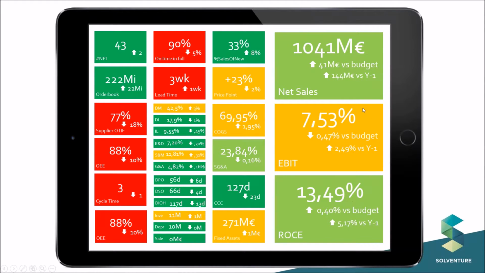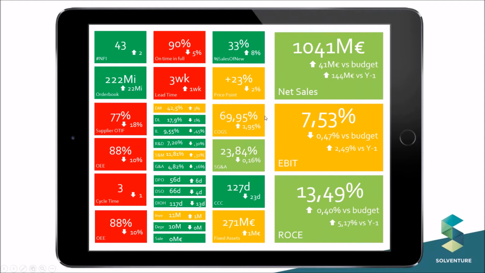This is an example of a dashboard we compiled for a customer. So what you see here is on the right hand side, you see the combined metrics, top line, bottom line, and return metrics. Here you see some of the service, you see the metrics on the three sides of the triangle, service related, cost related, and capital employed related, and here you see some in-process metrics.